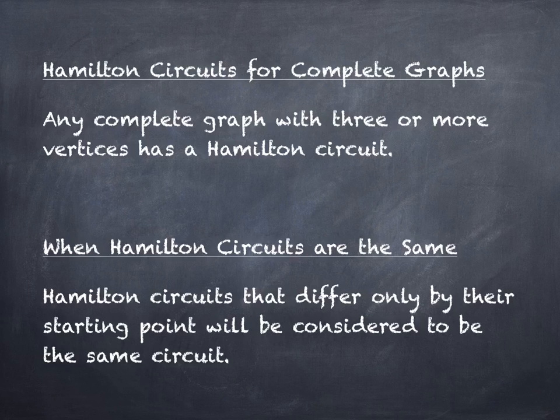With Hamilton circuits, we want to talk about when a circuit is considered the same. Hamilton circuits are considered the same when they differ only by their starting point. And if they just differ by their starting point, they're considered the same circuit. I'm going to give you an example based on the last example that we did before we left class last time, but let me give you a chance to write this down first.